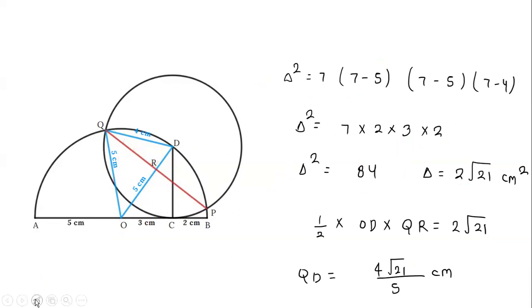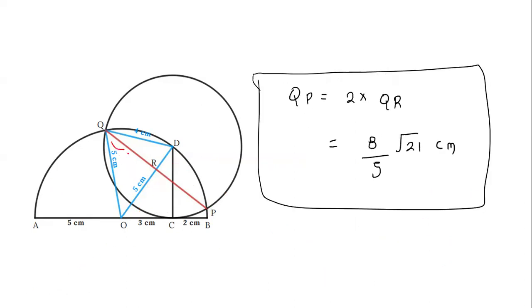So now we know the area of this triangle. We can calculate this area in another way. You know this angle is 90 degrees, so you can apply the formula half times base times perpendicular height, which is half times OD multiplied by QR, and this is the same as the area of the triangle, which we calculated as 2 root 21. OD length we know is 5 centimeter, the radius of this semicircle. So from here you can find the value of QR, which is 4 root 21 by 5 centimeter.